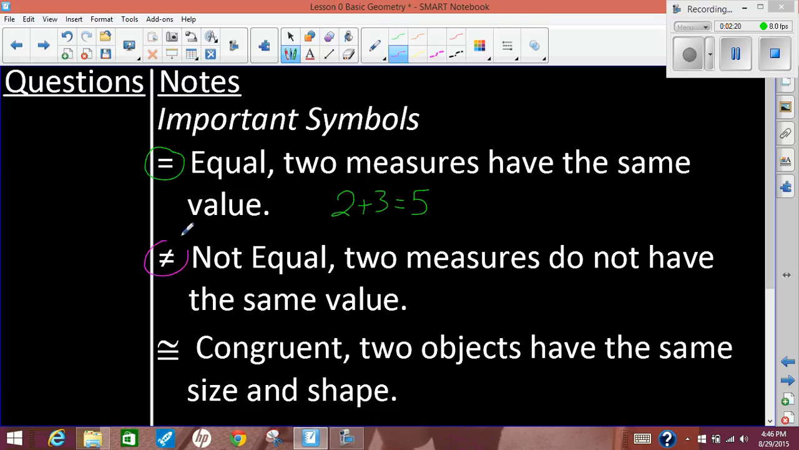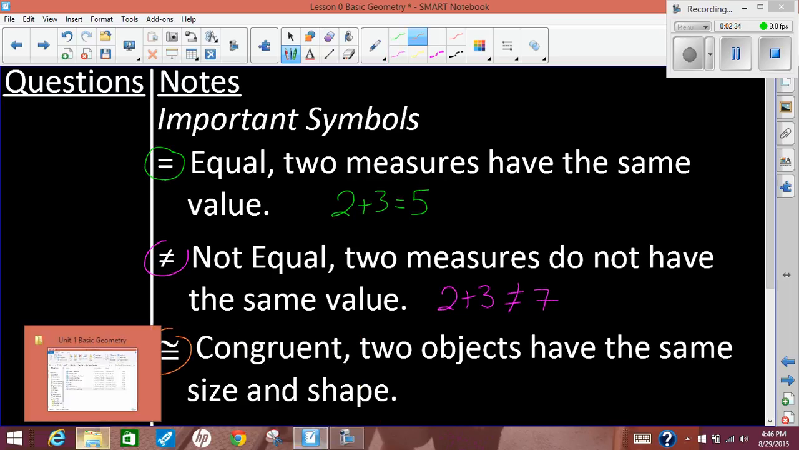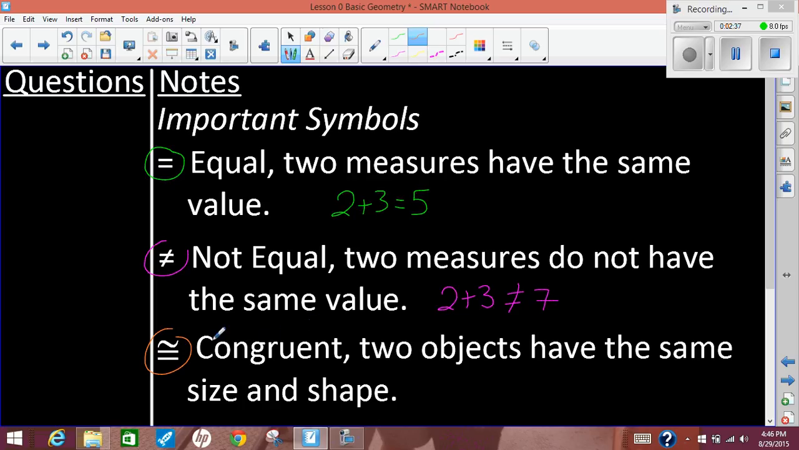Two things are not equal if they do not have the same value. So it's an equal sign with a line through it. An example of that, 2 plus 3 is not equal to 7. And this last one that maybe you are familiar with, but maybe not, is congruent. So an equal sign with the squiggly on top. It means that two objects, and in our case we're going to be talking about segments and lines and shapes, are the same size and the same shape. We'll talk more about that. We'll use that throughout the year.